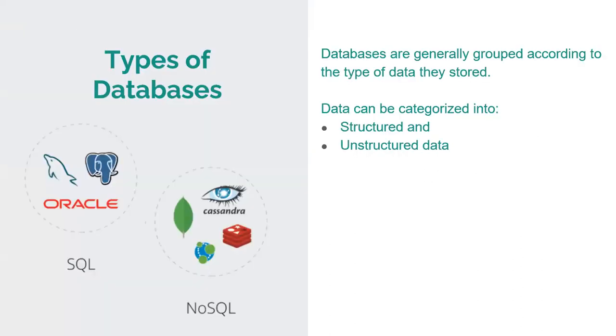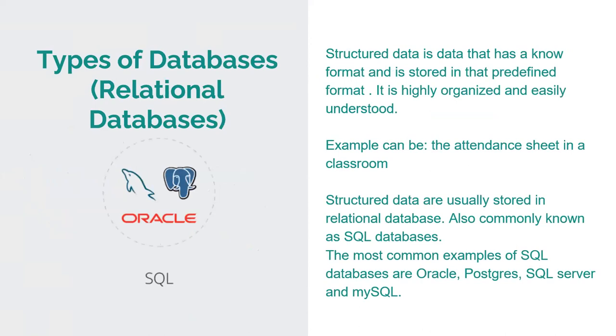Now we talk about types of database. Types of database depend on the kind of data and the kind of structure of data they store. Databases are generally grouped according to the type of data they store. You have structured and unstructured data. Then we'll go deep into structured data. Structured data is data that has a known format and is stored in that predefined format. It is highly organized and easily understood.